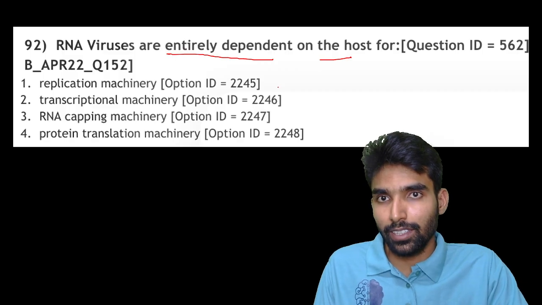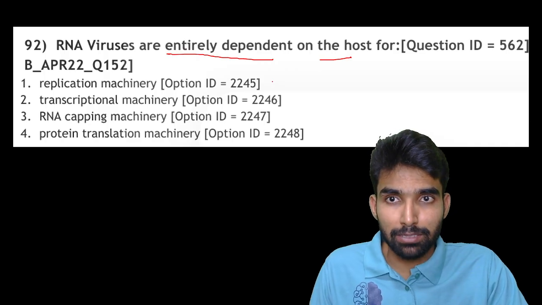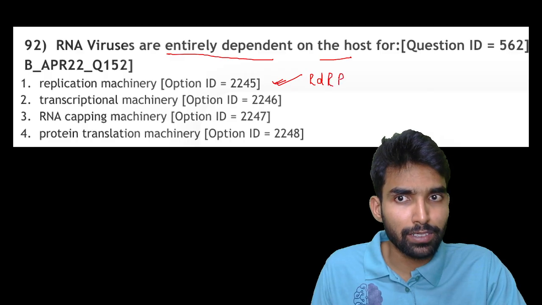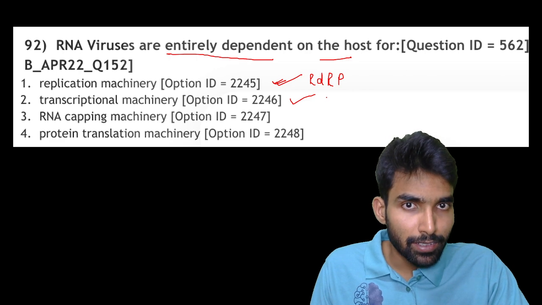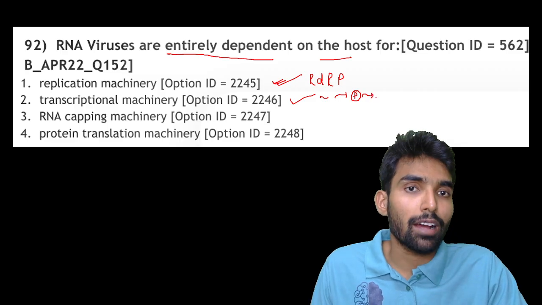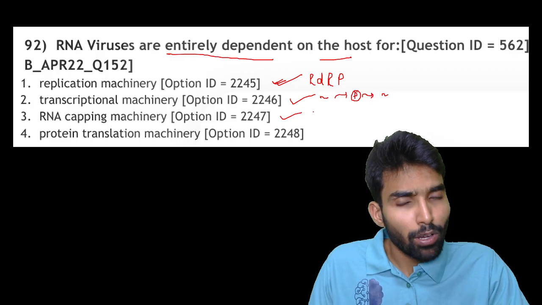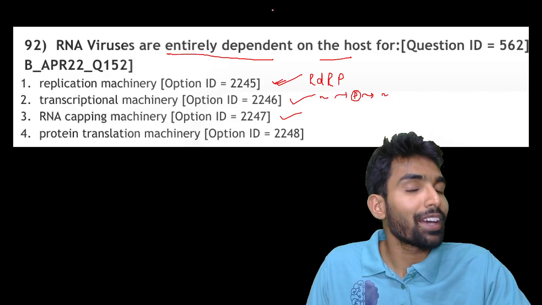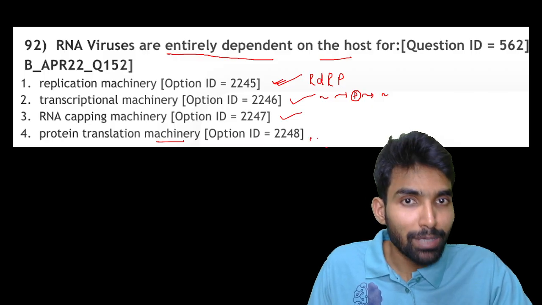Pause, think. Okay, RNA viruses are entirely dependent on... Replication machinery? No, the virus can carry RDRP, RNA dependent RNA polymerase. Transcriptional machinery, the virus carries it, right? Let's say if it is a negative sense RNA, from there it will make some positive or intermediate, and from this intermediate again RNA dependent RNA polymerase can make negative sense. Capping machinery, most viruses carry this except influenza, but the protein translation machinery the virus can't carry, viruses don't have it. So for protein translation they must be dependent on the host cell.